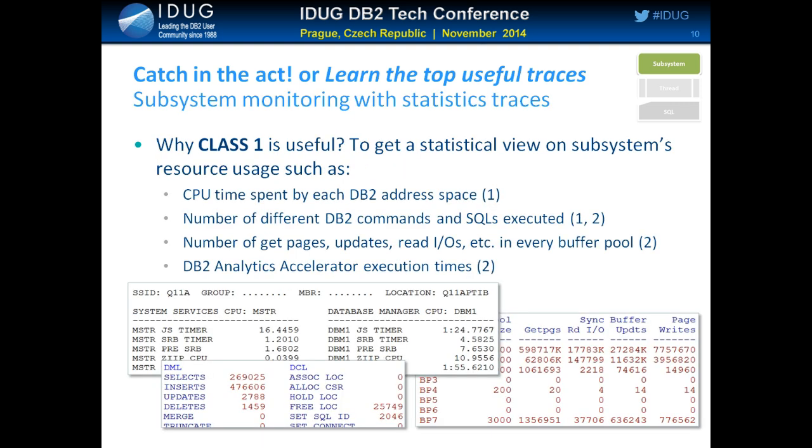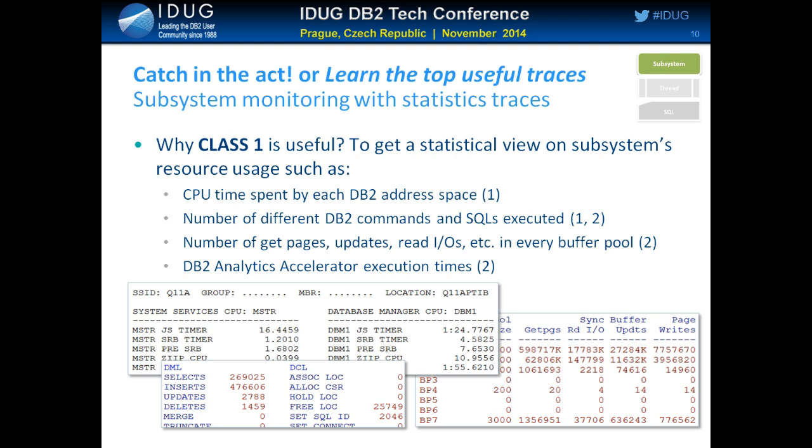And the question is, why would it be useful? So it's basically, as to the statistics, is really get a statistical view on your subsystem resources. CPU time, how much CPU each address space consumed, what are the different commands and SQLs that were executed, records 1 and 2, number of get pages, updates, read IOs, etc. in the buffer pool. So you may really see your buffer pool stats, or then accelerator.